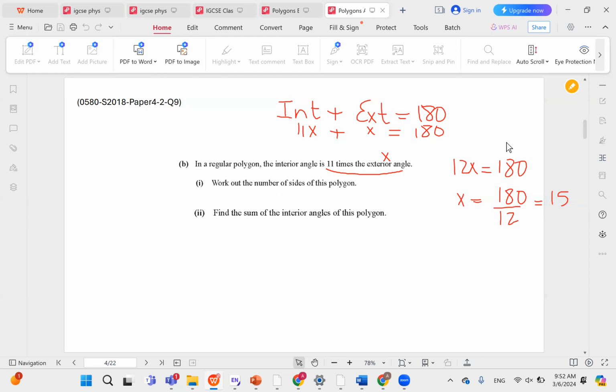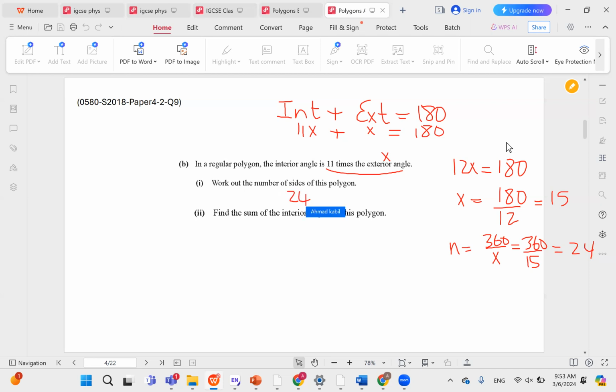To get the number of sides, we simply divide 360 by x, which is 15. So 360 divided by 15 gives us 24. And therefore, the number of sides of the polygon is 24.